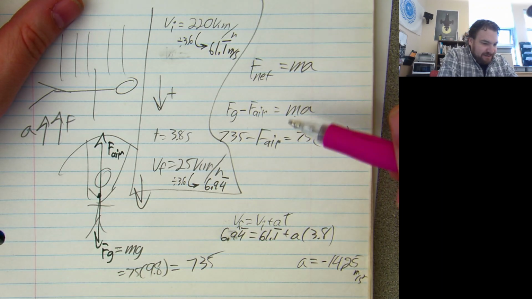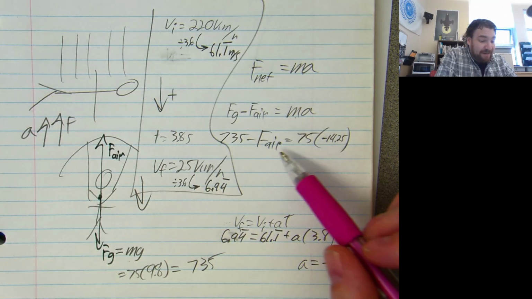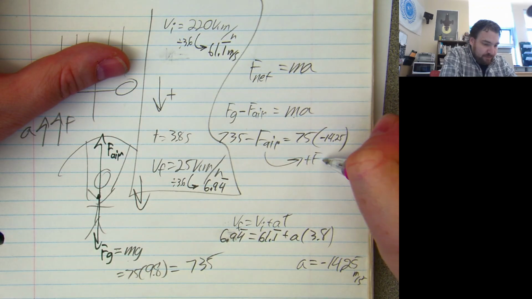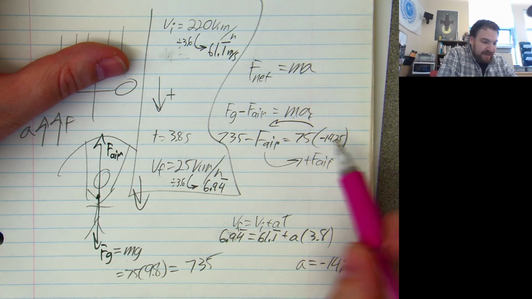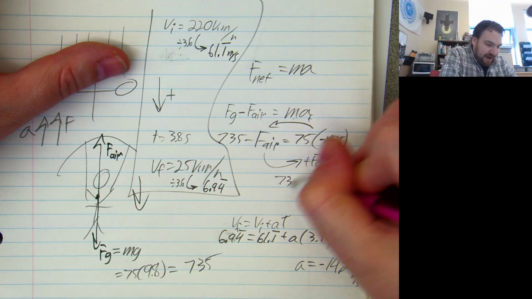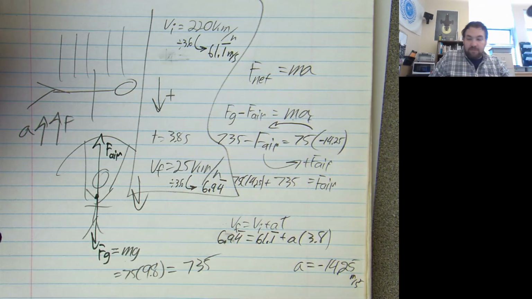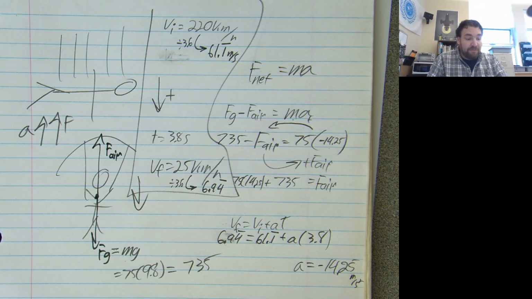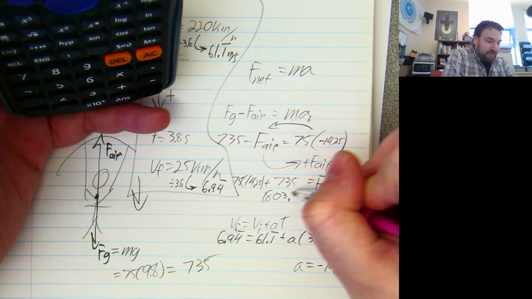And this side is going to be negative. I want to get F air alone. So what I'm going to do is I'm going to add this guy over here, and I'm going to add this guy over here. This is going to be negative over here. So that means F air is going to be 735 plus 75 times 14.25. It's going to be much larger than 350. 75 times 14.25 plus 735 is going to be 1,803.75.